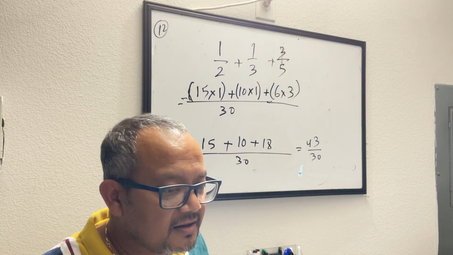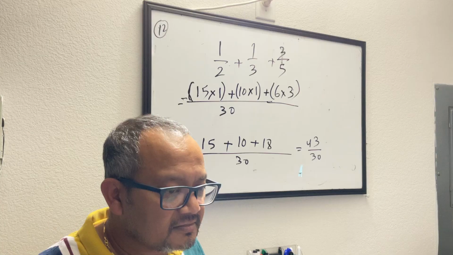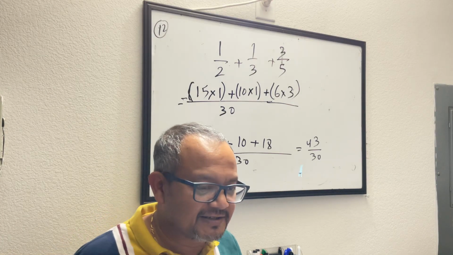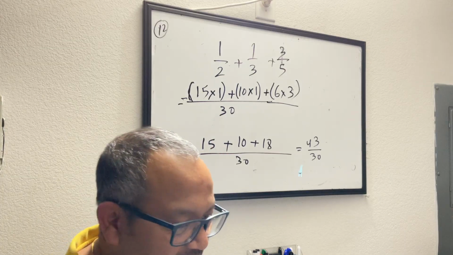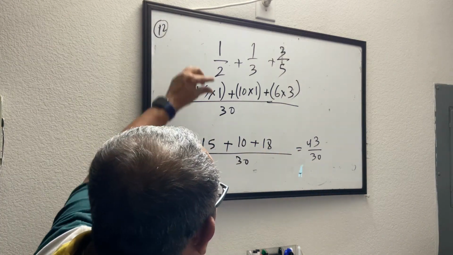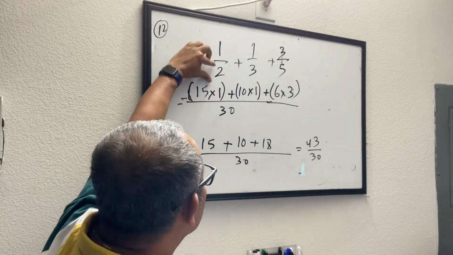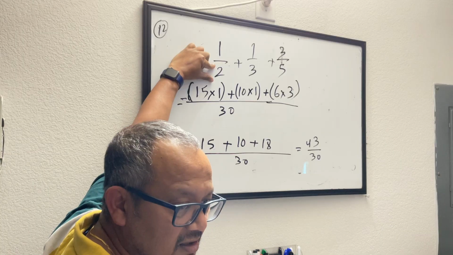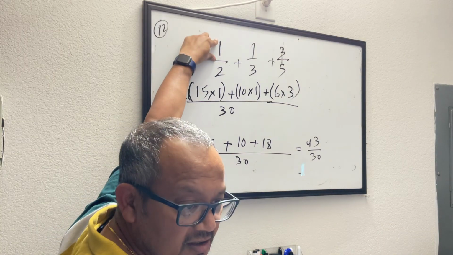Sir, I couldn't understand the numerator. Now unmute yourself and complete your sentence. You could not understand what? The numerator. If you look at any fraction, this one is called the denominator and this one is called the numerator.